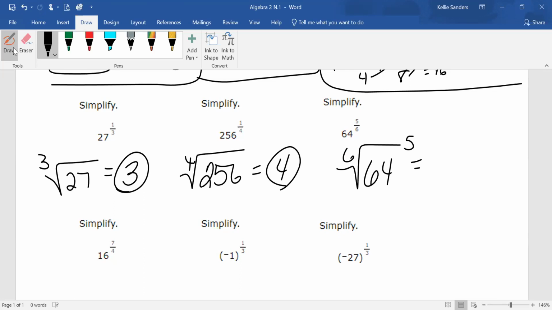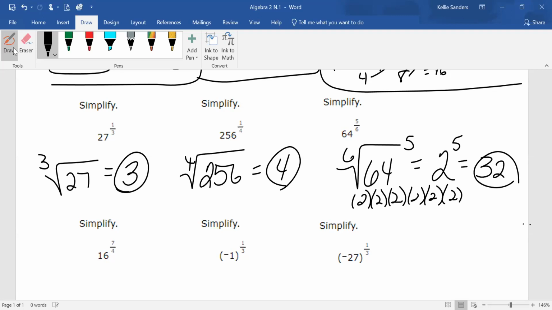So what do you multiply by itself 6 times to get 64? 2. 2 times 2 times 2 times 2 times 2 times 2 is 64. But now we have an exponent that isn't 1. So we have to remember that that's there. And what is 2 to the 5th power? It is not 10. It means 2 times 2 times 2 times 2 times 2, which is 32.